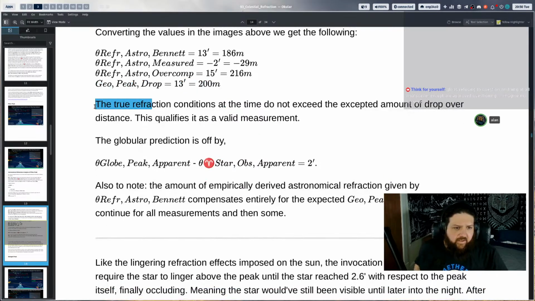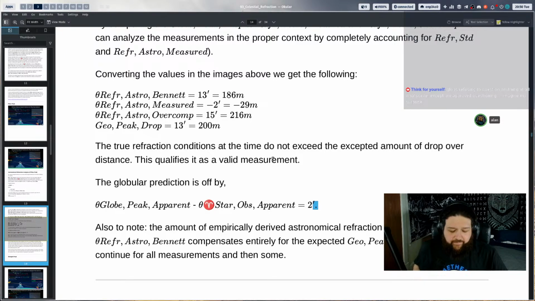All right, the true refraction. So the true refraction conditions at the time do not exceed the expected drop over distance. This qualifies as a valid measurement. The prediction is off by 2 arc minutes. Their apparent position is now off by 2 arc minutes.